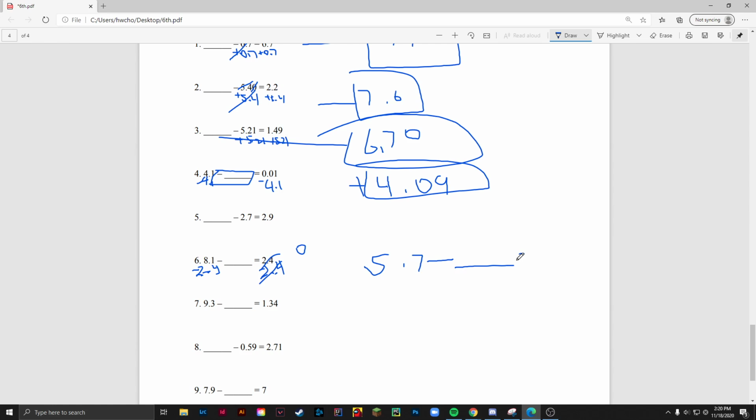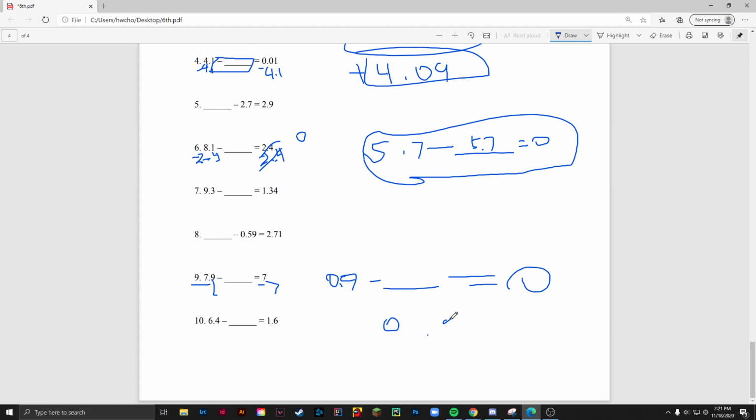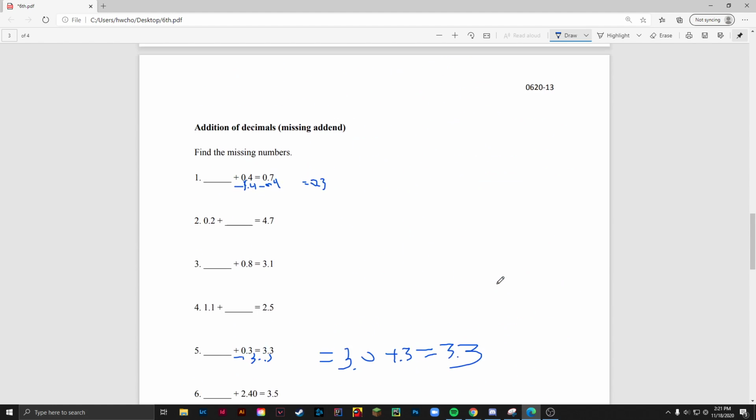5.7 minus the blank equals 0. Well, something is only equal to 0 when it's subtracted by itself. So this is also going to be 5.7. Here, number 9, exact same energy. Minus 7, minus 7. You get 0.9 minus blank equals 0. Then you'll get 0.9 into this square, or into this line, because that's how the inverse property of addition, or subtraction, works. But you can only get 0 once you subtract something from itself.